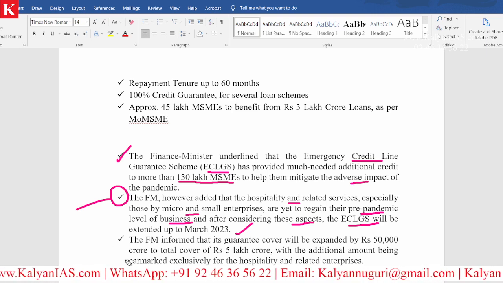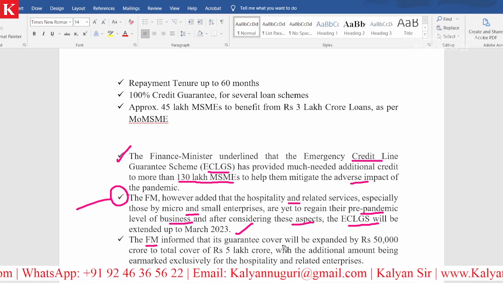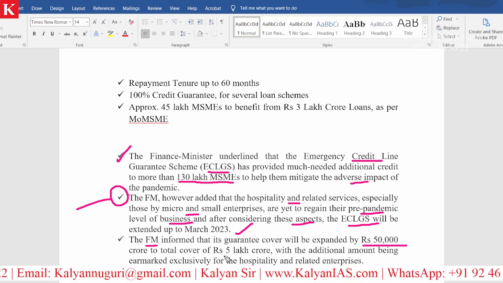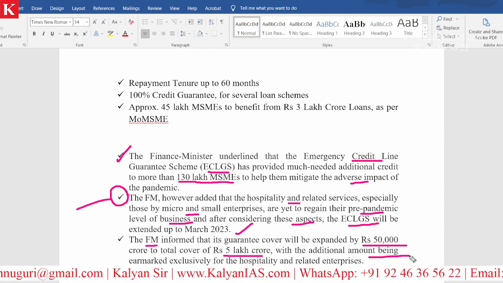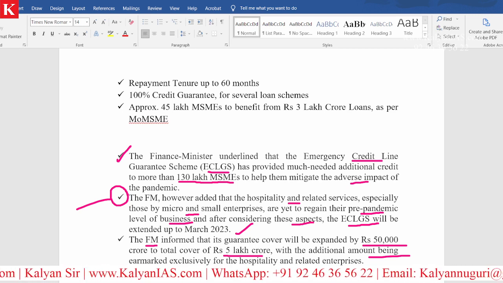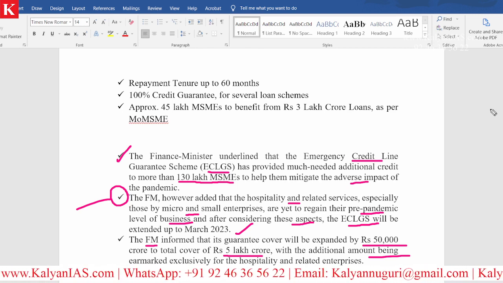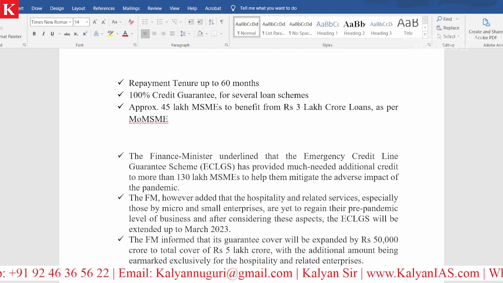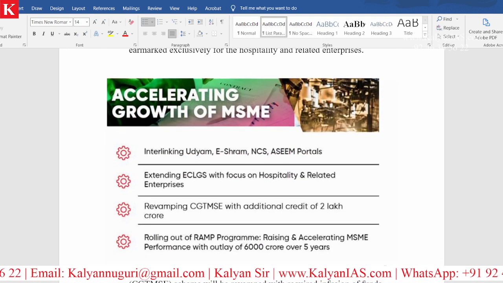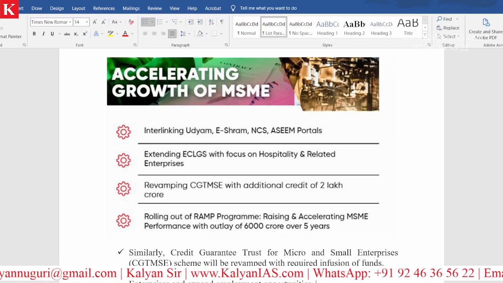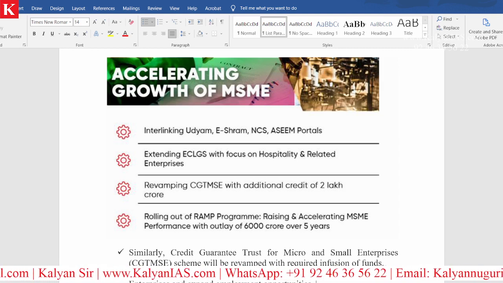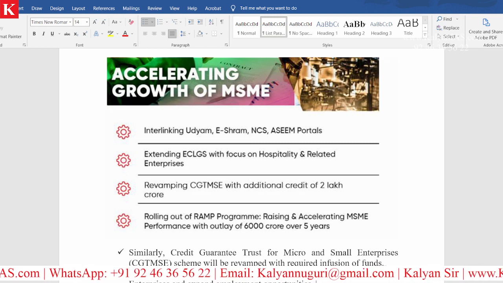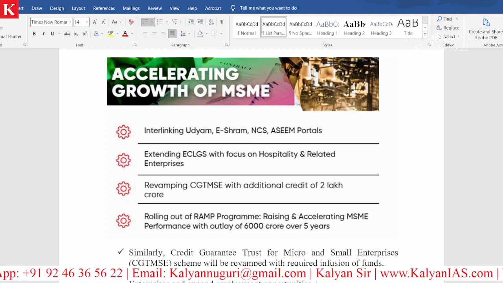Am I clear? And the finance minister informed that its guarantee cover will be expanded by 50,000 crores to cover rupees 5 lakh crores, with the additional amount being earmarked exclusively for hospitality and related enterprises. So this is what was said by the finance minister during the presentation of the budget, right? Look at this. The government is interlinking Udyam, eShram, NCS, ASEEM portals. All these have been discussed in the earlier classes. And ECLGS with the focus on hospitality and related enterprises.